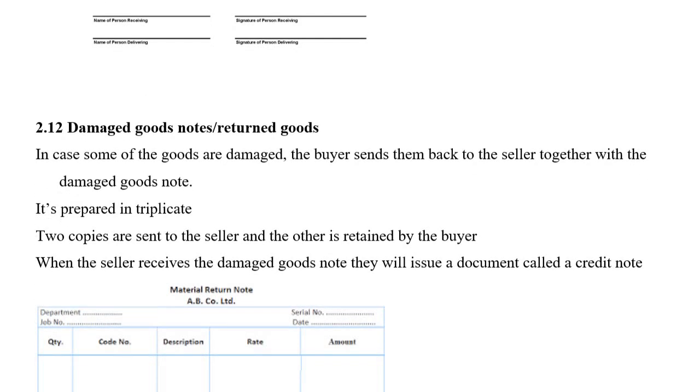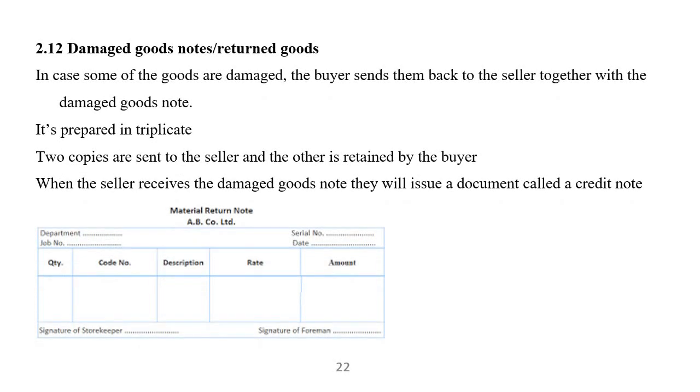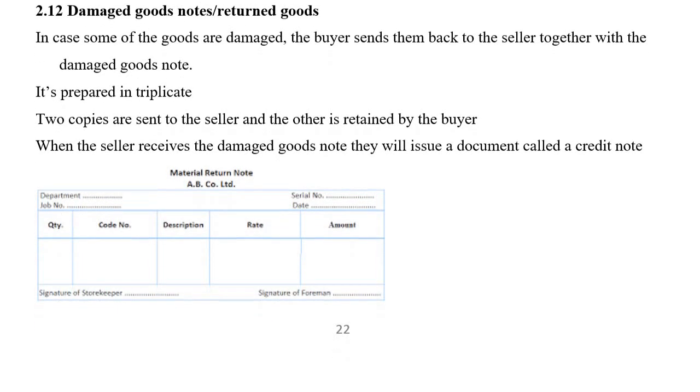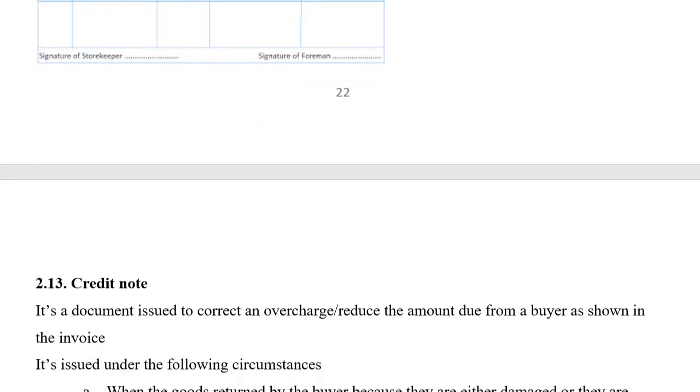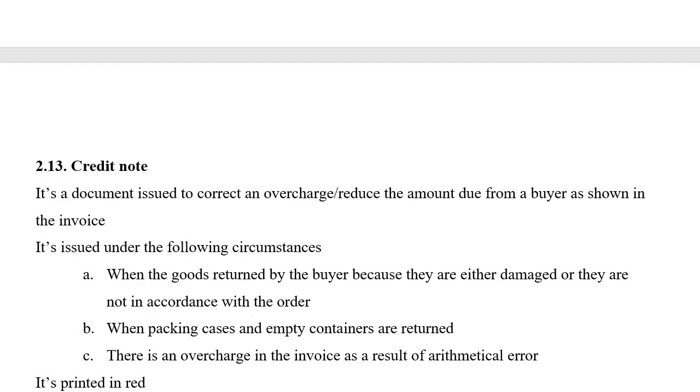Before we go to that, maybe we can just see a damaged goods note. Here it is. We have the quantity, the code number, the description, the rate, and also the amount. As we continue, let's talk about a credit note. A credit note is a document that is issued to correct, let's say, an overcharge and reduce the amount due from a buyer as shown in the invoice.